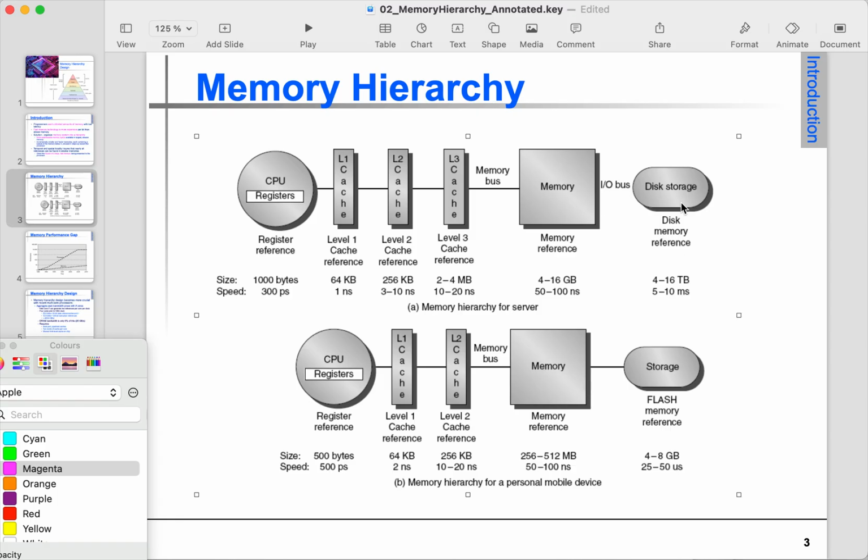Next, we have the disk storage. We can see much bigger sizes from 4 terabytes to 16 terabytes. However, the time to access disk is from 5 to 10 milliseconds. Here we're talking nanoseconds and we're talking milliseconds.